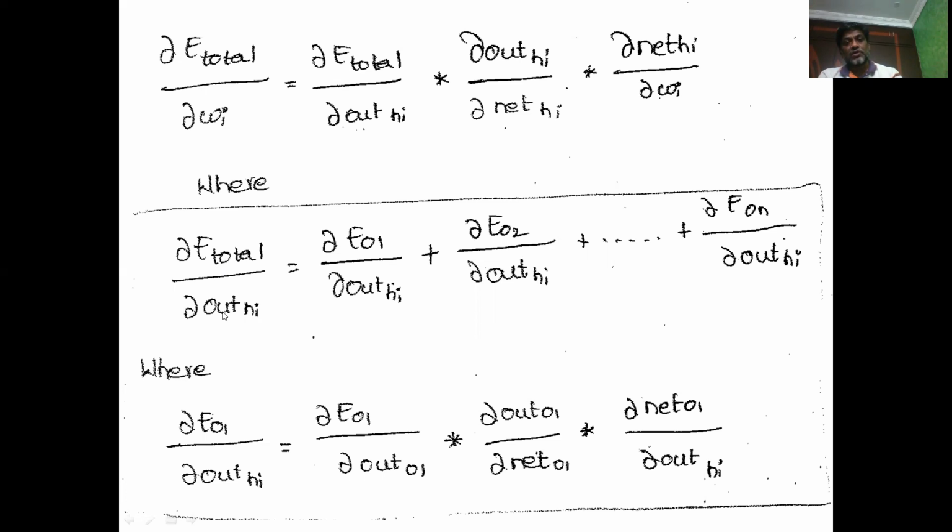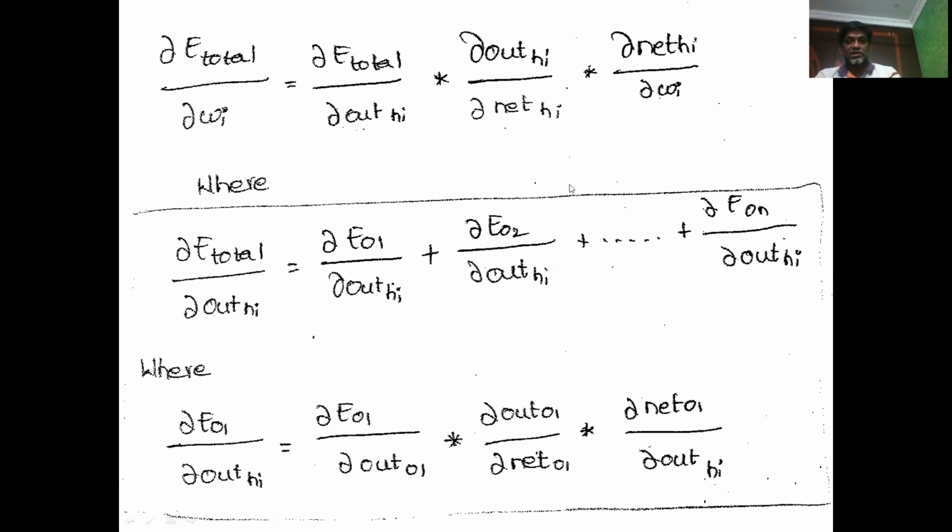So the formula goes like this. ∂E_total by ∂out_Hi is equal to ∂E_O1 by ∂out_Hi, that is the contribution of this error term with respect to Wi, plus ∂E_O2 by ∂out_Hi, plus so on, plus ∂E_ON by ∂out_Hi, where n is the number of output neurons in the corresponding output layer.